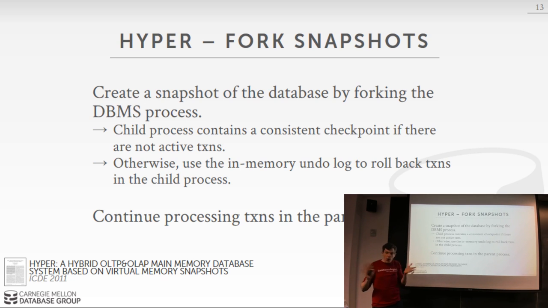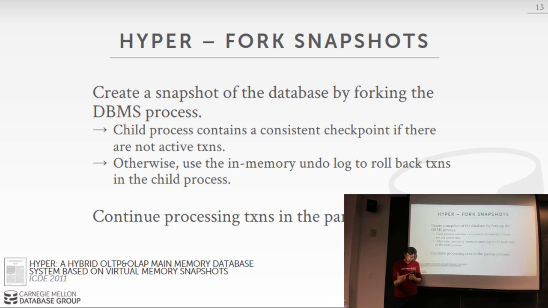And you're blocking all other transactions from running at the same time. So the way the Hyper guys got around it was they would fork the database process, and that would create a new child process that had a copy of the contents of memory from the parent process. And they could run their analytical queries on the child process and take a checkpoint of the database and write that as a disk from the child process.